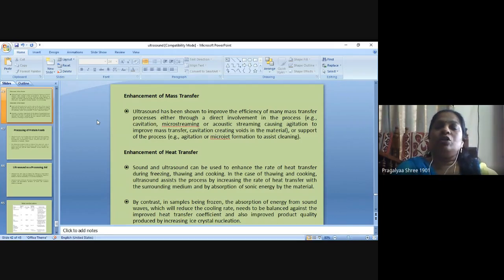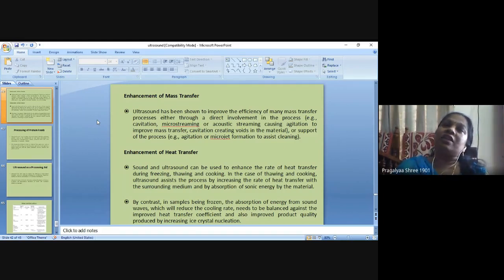Then it also enhances the mass transfer process, and not only that, it also helps in the heat transfer process. Sound and ultrasound can be used to enhance the rate of heat transfer during freezing, thawing, and cooking operations. And before that, I also told you that it is also used for the dehydration, the drying process. We are using ultrasound. Okay, so it is used to increase the heat transfer rate also. In the case of thawing and cooking, ultrasound assists the process by increasing the rate of heat transfer with our surrounding medium and by absorption of sonic energy by the material.